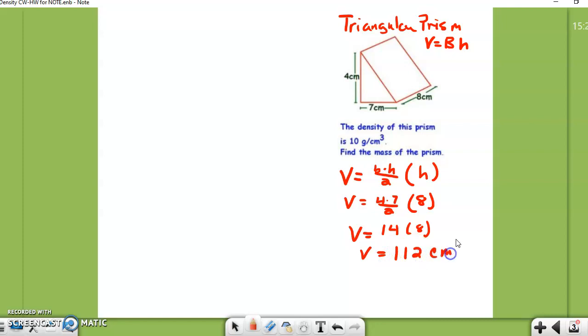Remember, all of our volumes are in cubic units. Okay, now I have to find the mass. Find the mass of the prism. So my density equals my mass divided by volume. So I'm going to have my 10 grams per centimeters cubed equals my mass divided by 112 centimeters cubed.